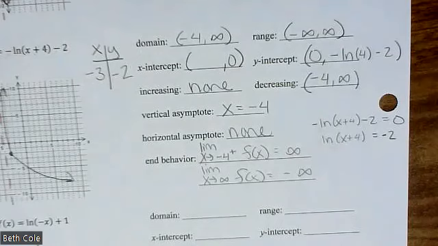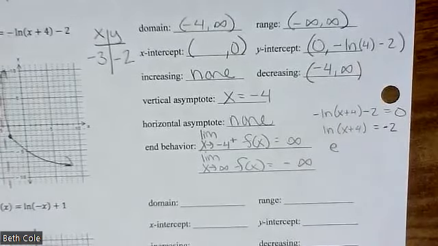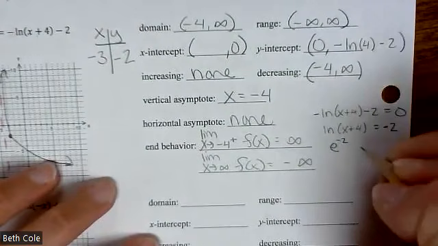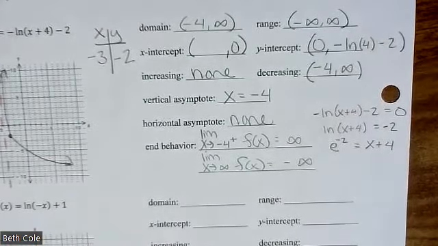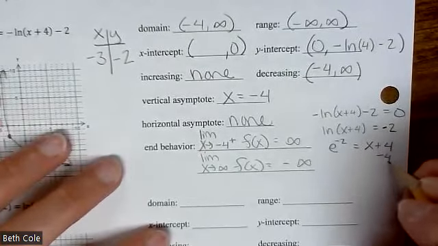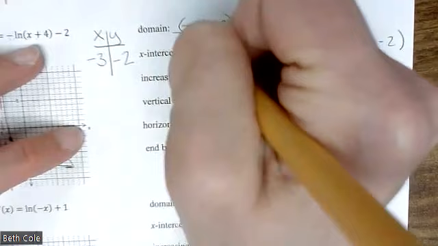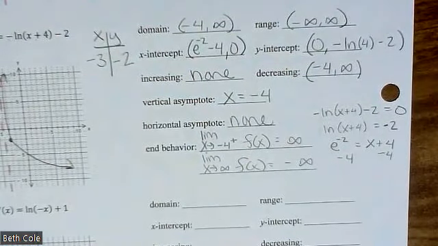Now we're stuck. What is the base? E. It'll be e to the negative 2 equals x plus 4. And then your last step is subtract the 4. So e to the negative 2 minus 4. Whatever that is, it's a number. It's 2.7 to the power negative 2 minus 4, whatever that is.